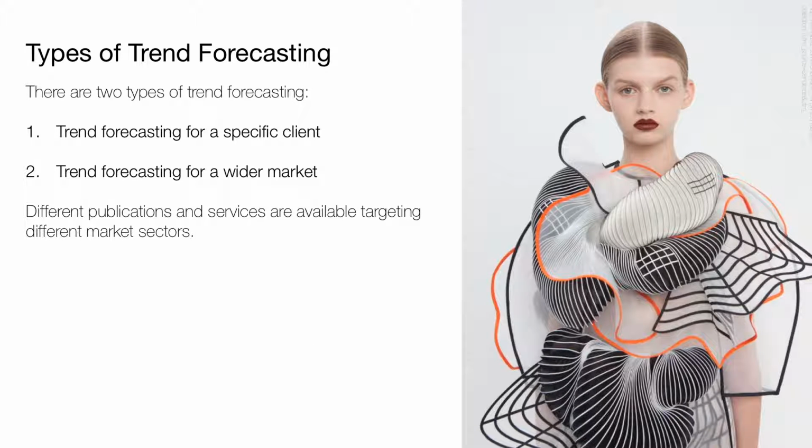So there are two main types of trend forecasting. The first one being when you're trend forecasting for a specific client. So for example, a brand or retailer might brief you to come up with some seasonal direction for trends specifically for them, which would be exclusive to them. And then there's trend forecasting for a wider market, where you'd be producing a trend publication which could be sold to anybody that's targeted at a specific market sector. There are various different publications and services that are available that target various different market sectors. However, it's still a very competitive market.